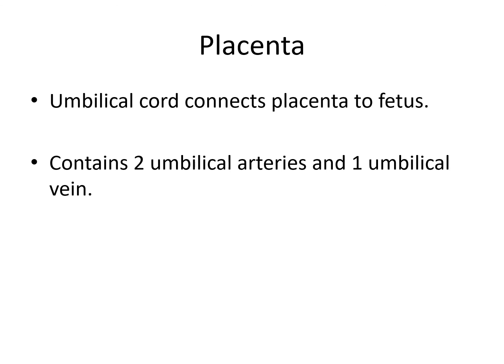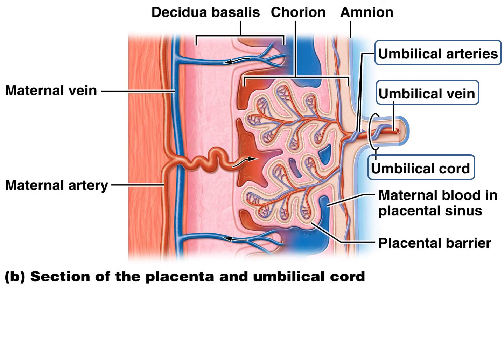And remember, these umbilical vessels are opposite in terms of oxygenation from what you would think. They're like the pulmonary vessels, where the umbilical vein carries oxygenated blood, and the umbilical arteries carry deoxygenated blood. Okay, so here are the umbilical arteries in blue, here is the umbilical vein in red, and they collectively make the umbilical cord.